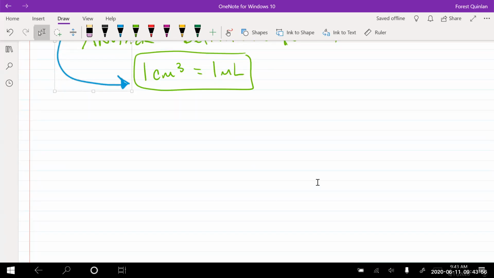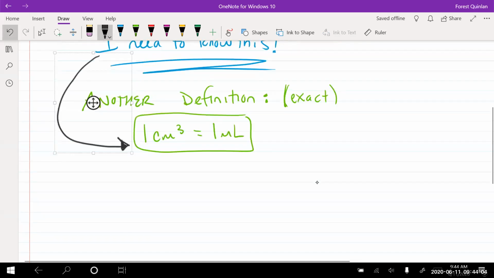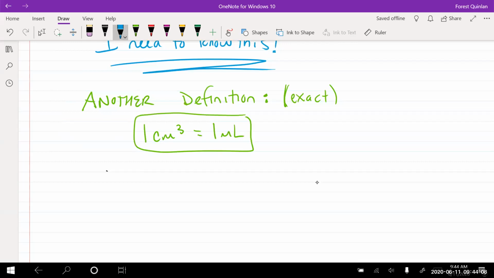So, oh, wait, I didn't want to do that. Shoot, let me get that back in blue. Okay.